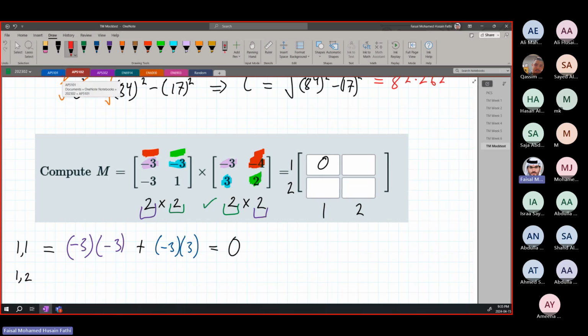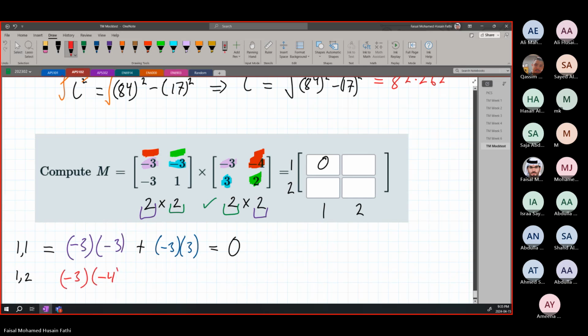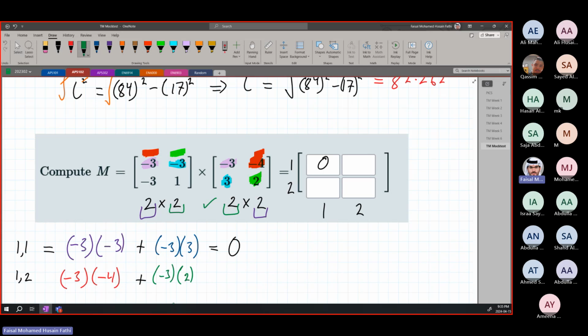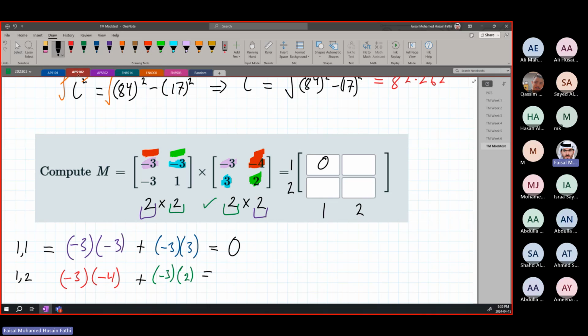So this is going to be minus 3 times minus 4 plus minus 3 from the first matrix times 2 from the second matrix. And this is going to be equal to negative 3 times negative 4 is 12 plus negative 3 times 2, which is negative 6. So 12 minus 6, which is just 6. All right. So this is 6.